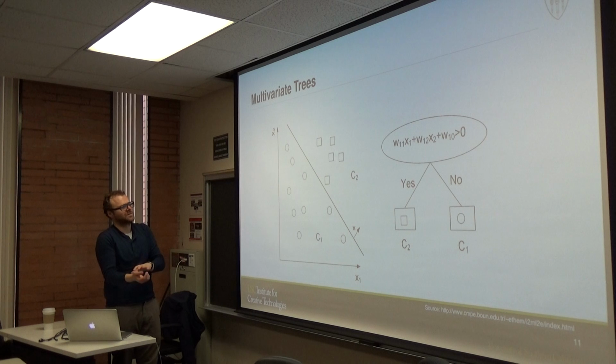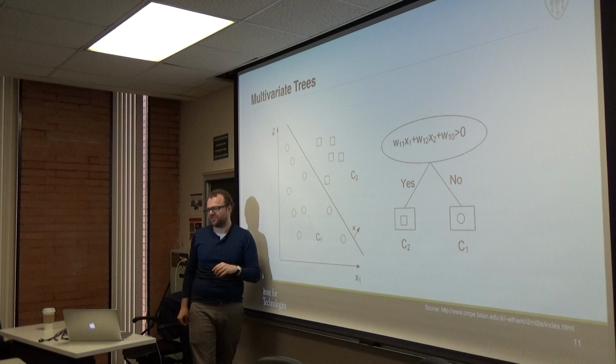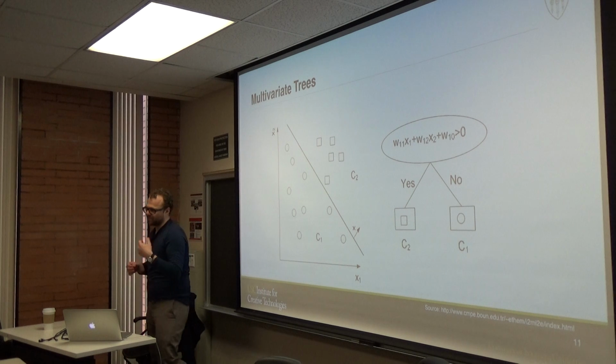So that's how you can interpret that more easily, and you can see that this is the same example as we had before with univariate trees, where we needed 2 or 3 decisions, and here we just need 1 decision. So these are obviously more powerful.